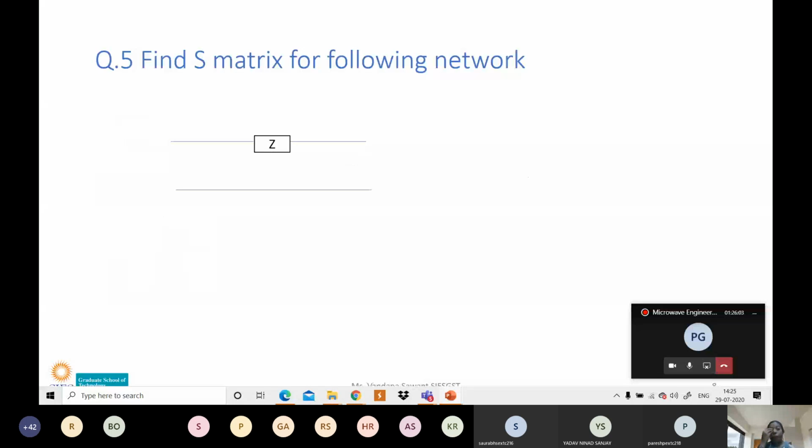Write down the next sum. Find S matrix for the following network. Write down the next one. Find S matrix for the following network.